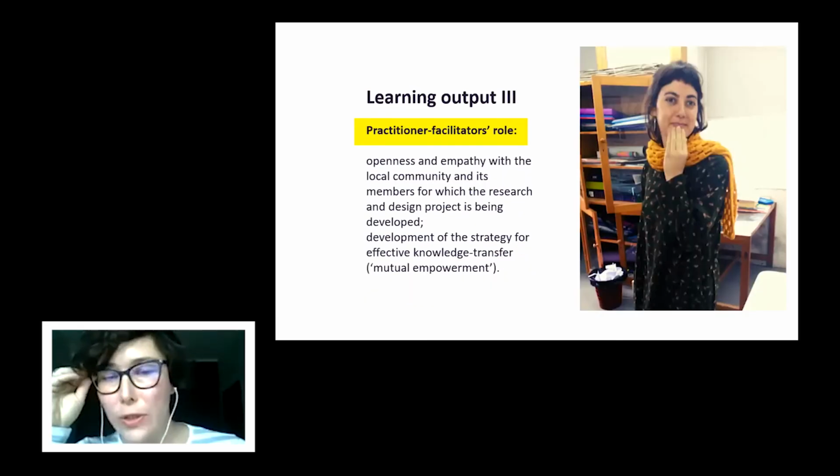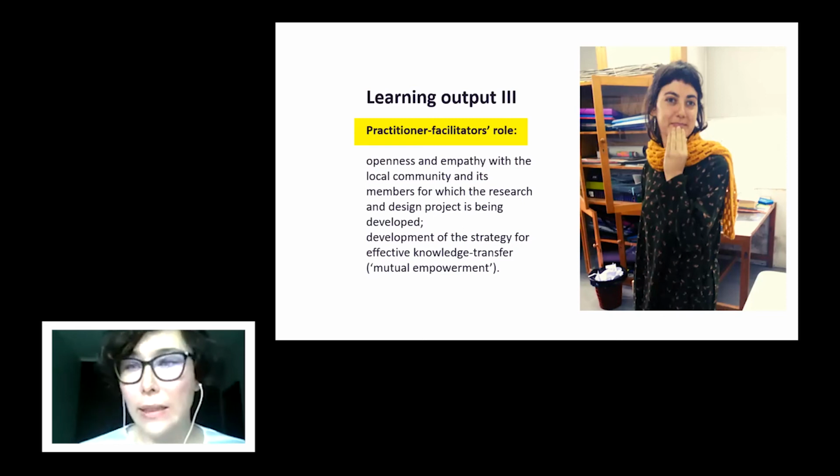And from the practitioner's facilitator's role, this meant that we need to have openness and empathy with the local community, and to integrate ourselves in a way that we become also members of the team, and that we can have a different role that can contribute to building a strategy of knowledge transfer. So the mutual empowerment that can happen also between student, teacher, or the external facilitators and the classroom, including teacher and students.